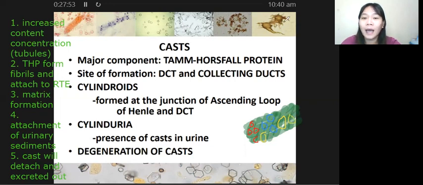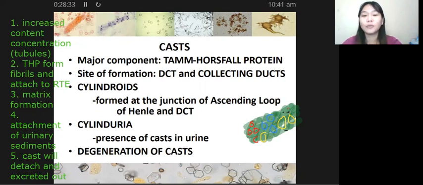Ayan. Pwede din na ang matrap ay mga bacteria. Okay? So, maliliit lang ang mga bacteria. Ayan, so pwedeng sila din ang ma-entrap doon sa ating mesh or pwede din po na mga proteins. Okay, so any proteins that have precipitated in our filtrate may also be incorporated or trapped in our matrix. Okay, so dyan nagkakaroon ng iba't ibang klase ng casts. Alright, so I hope everything is clear.